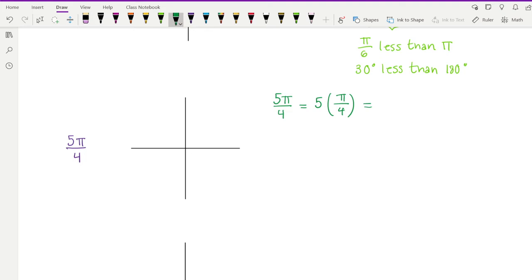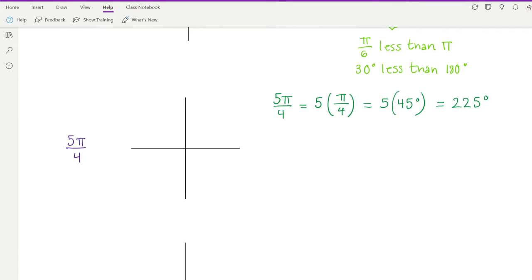But let's just convert it to degrees just so that we have both. So we know that pi over 4 is equal to 45 degrees, right? Because it's 1/4 of 180. So 1/4 of 180 is 45 degrees. And so if you were to multiply together 5 times 45, this one maybe isn't as easy to do in your head, but that is 225.